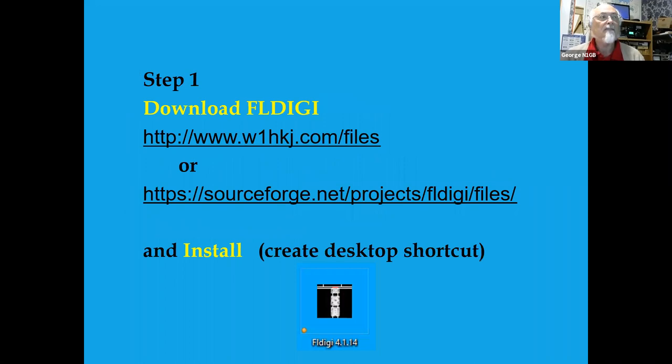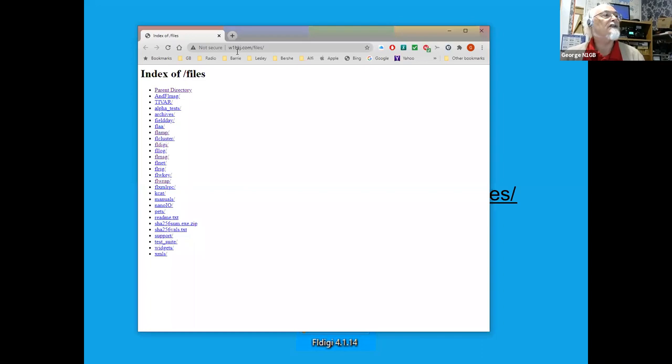If you don't already have FL Digi, it can be downloaded from one of two locations. Dave, W1HKJ, is the lead project director, and he maintains a website. And I'll bring that up for you here. If you go to W1HKJ.com/files, you will find he's got subfiles for each of the tools. And we would want FL Digi. So you would click on FL Digi.